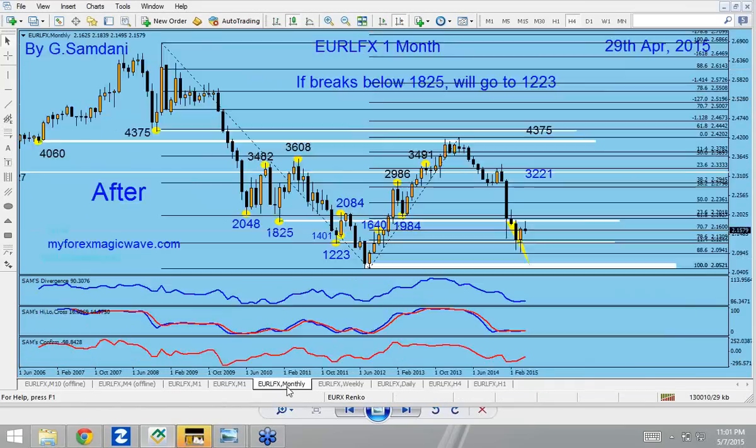This is the chart that I follow. This is a monthly chart. I have marked all my levels, and this is the low here, exactly 1824. You can see how big and important it is. So we went there, we broke below, and went to 1223.